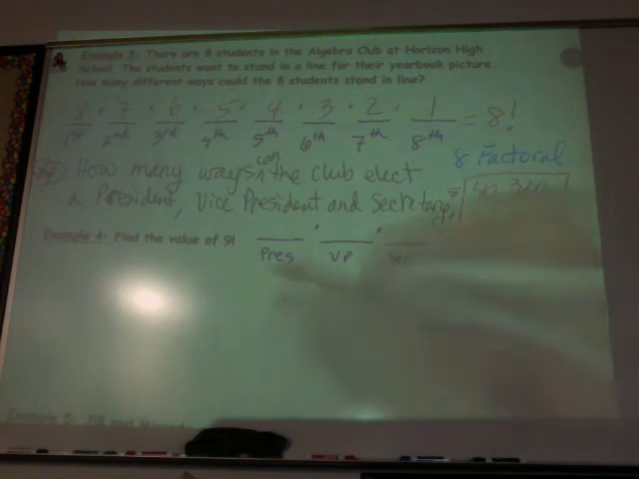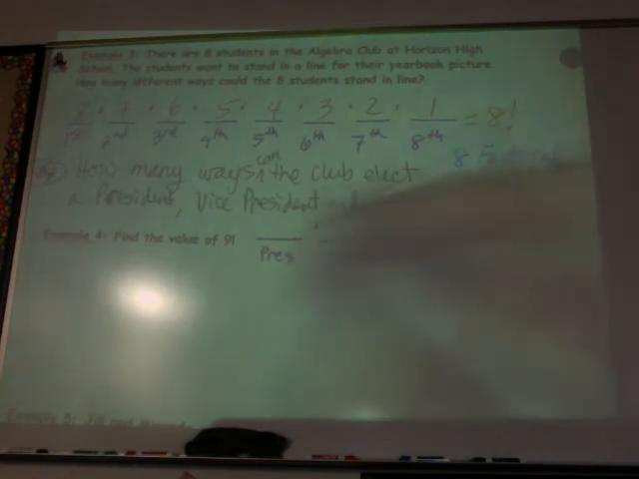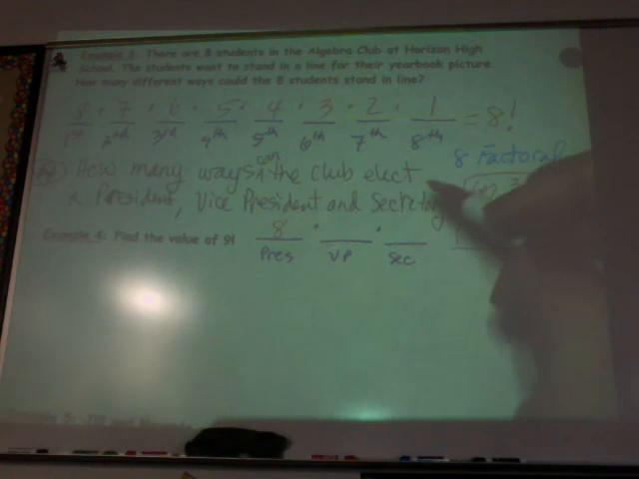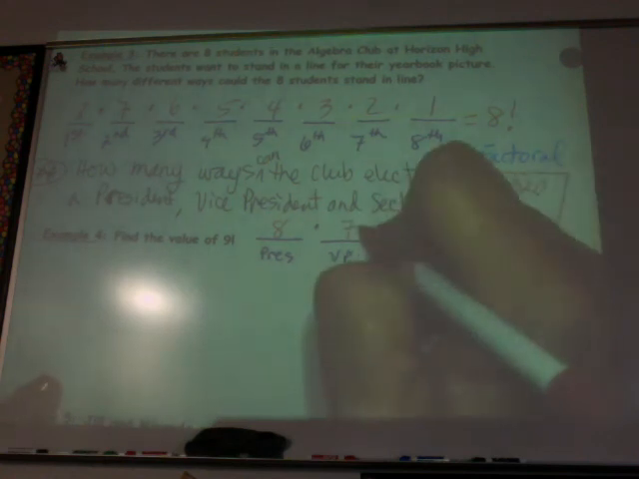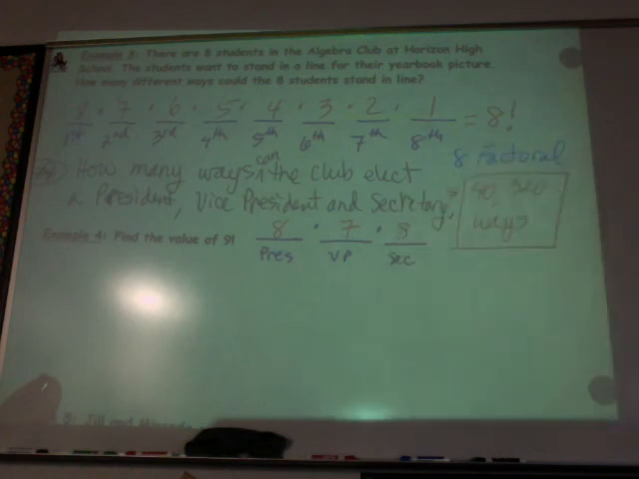How many people could run for president? 8. Wouldn't one of them be president? Then there'd be 7 for vice president, somebody would be VP, and then there'd be 6 available for secretary.